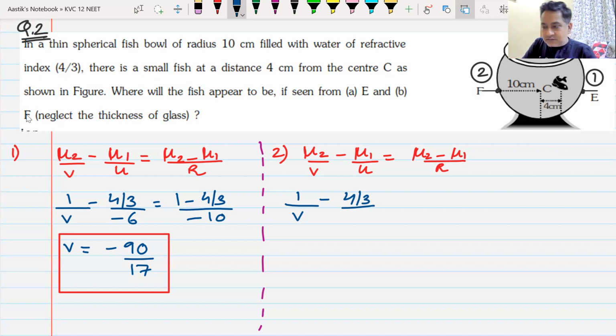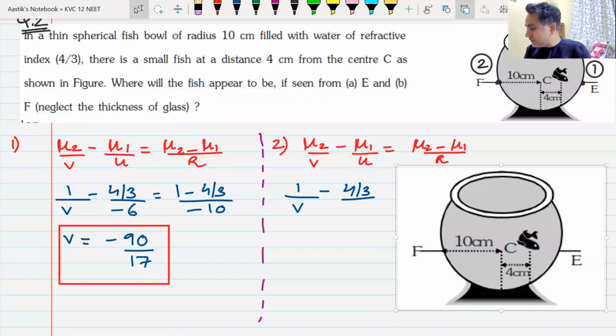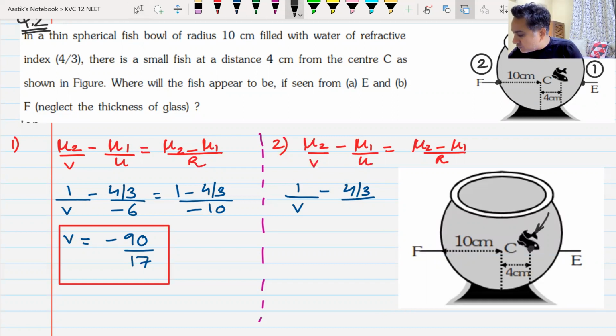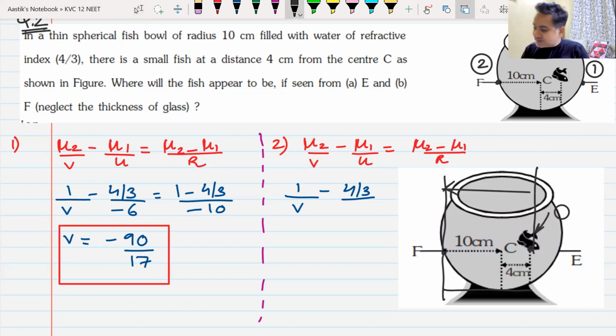Yes, sir. It should be from F. Yes, sir. My bad. This is the object here, beta. Oh, this is the object. Oh, we have to find out this distance, bacha. How much is this distance? From here to here, bacha. How much is this? 10 plus 4, 14. Yes or no?